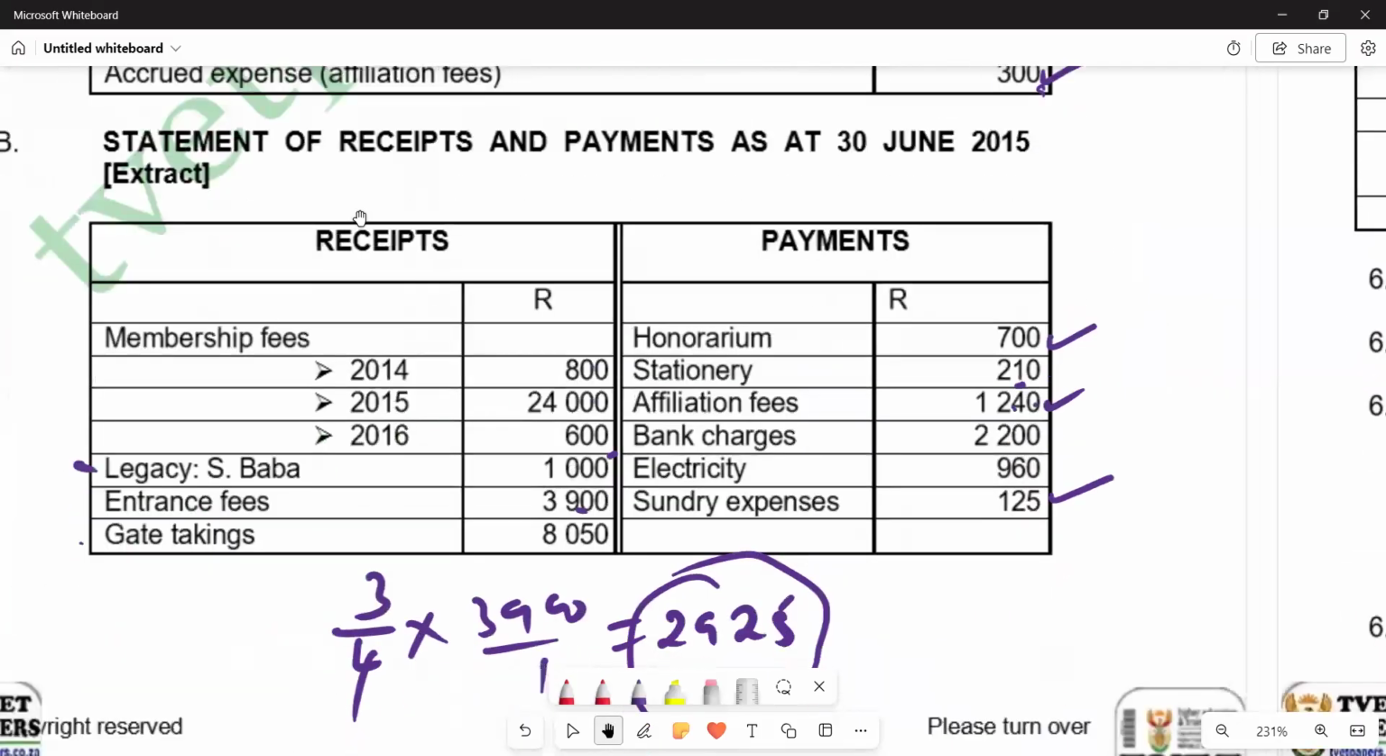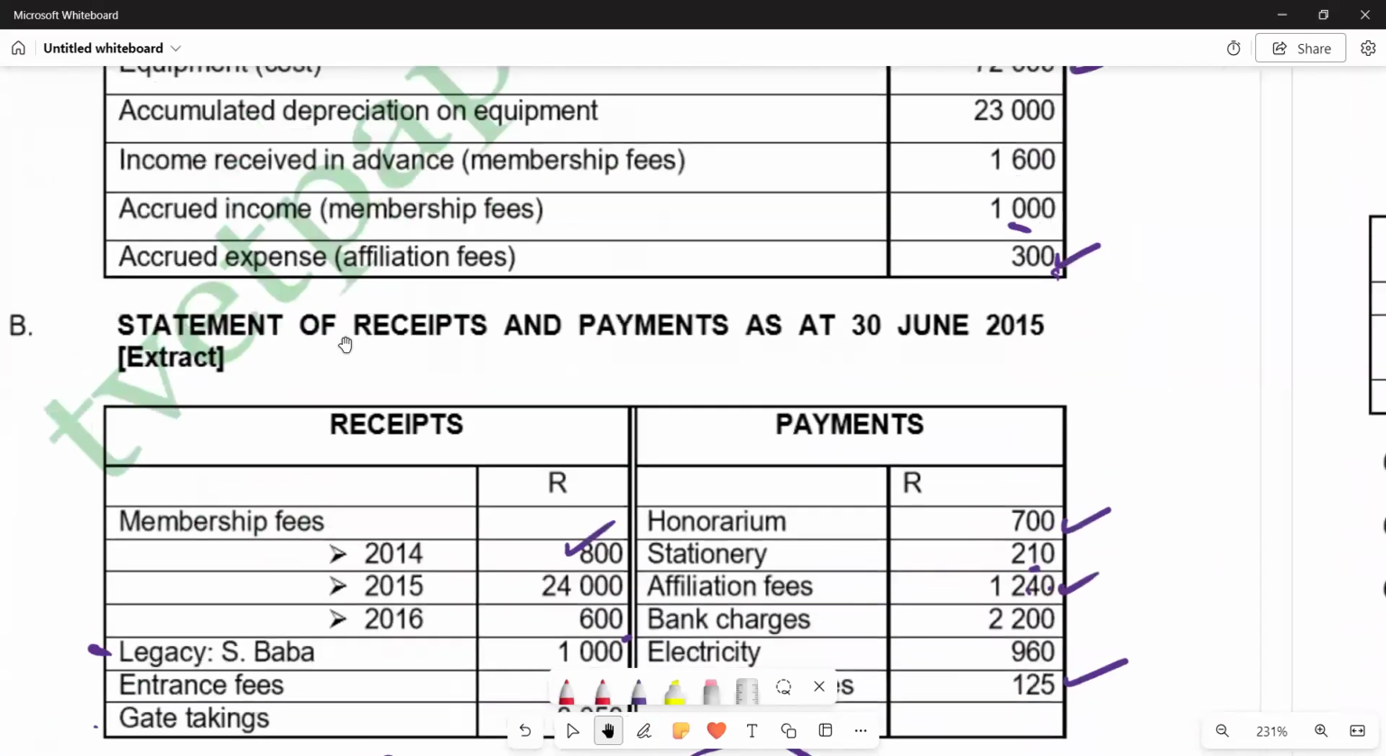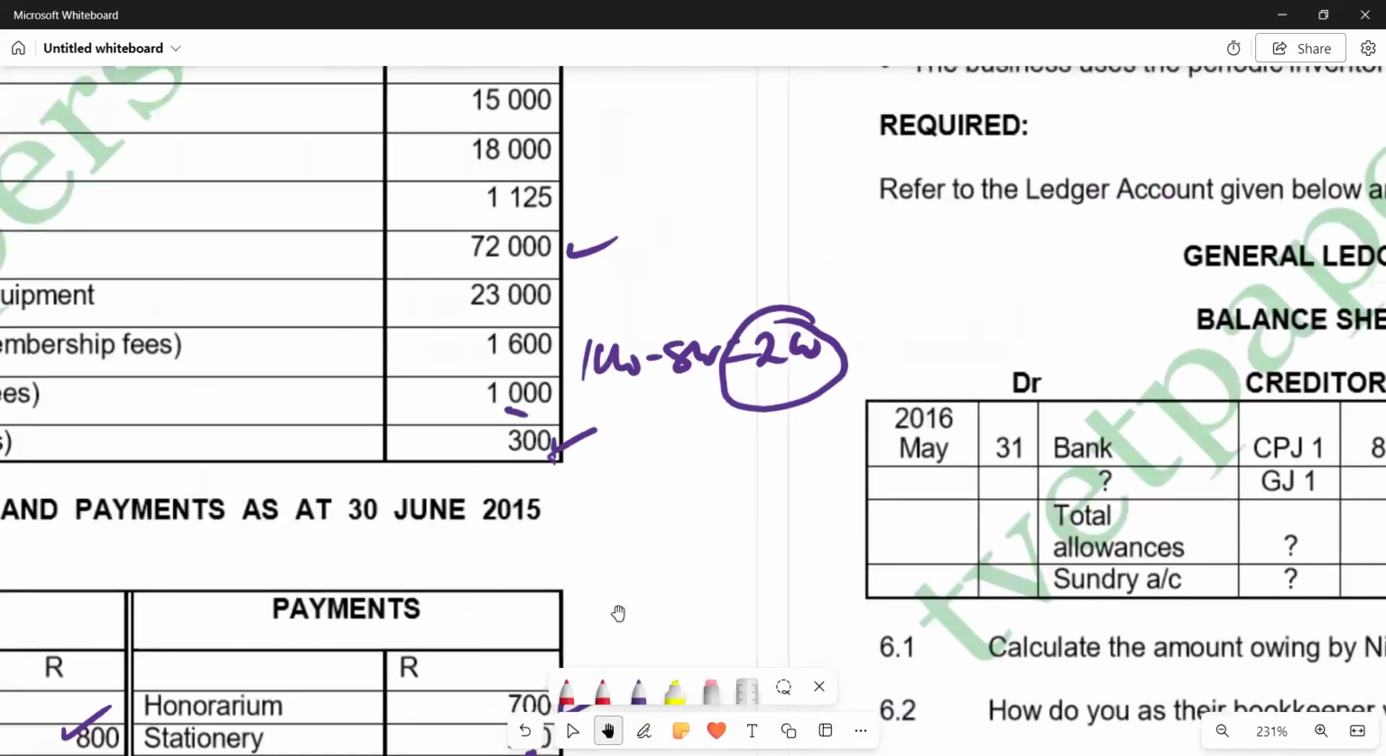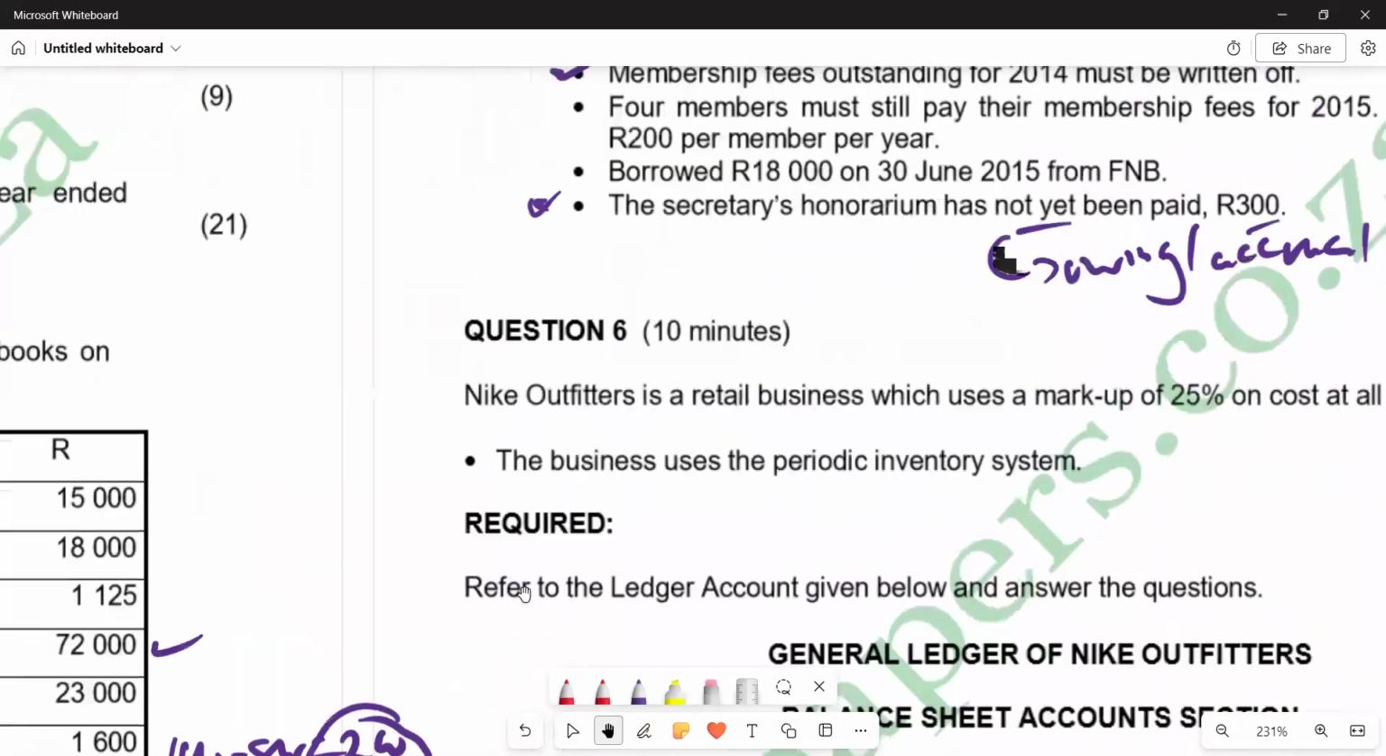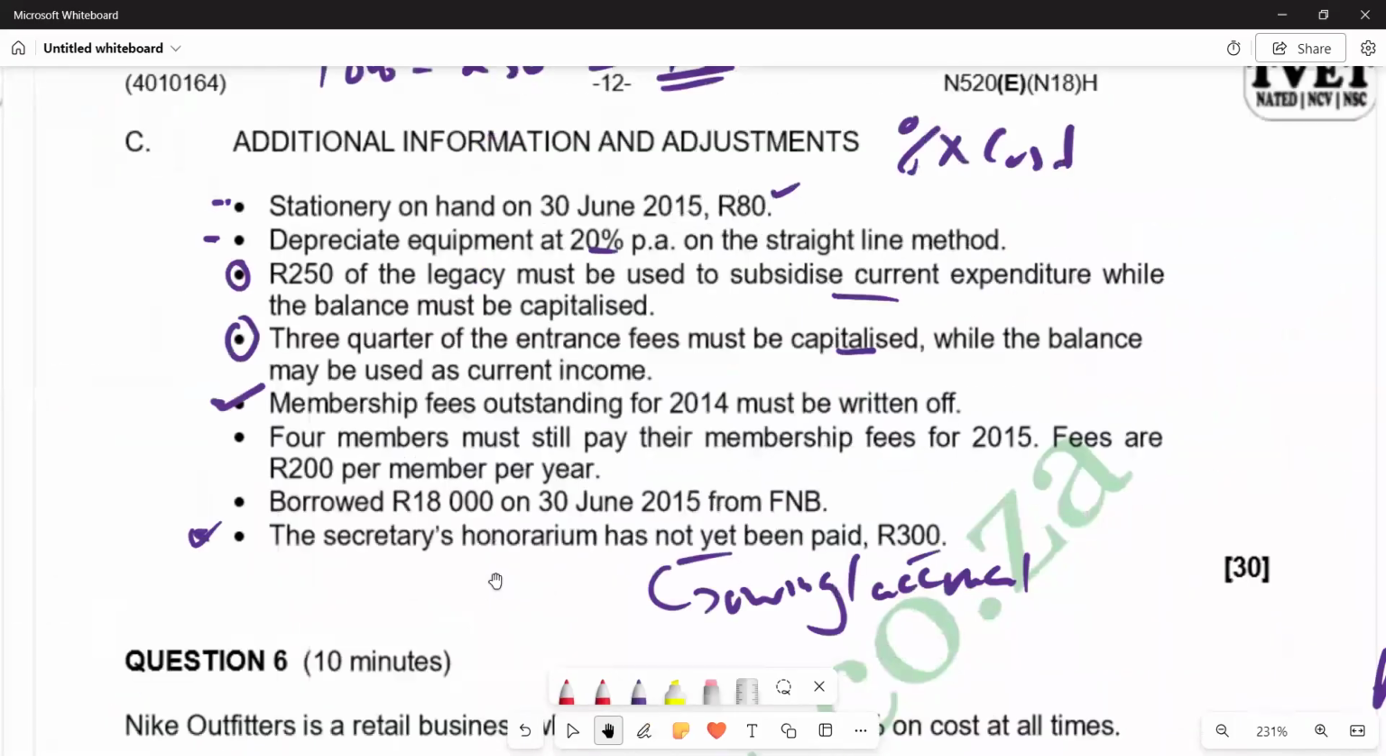Then out of that 1,000, we see what was paid, getting the payments. What we received now for 2014 is only 800, but what was accrued is 1,000. So it means we say 1,000 minus 800, we get 200. So it means 200 is yet to be received. So that's the one that is being said must be written off. So it becomes an expense when it is written off. So the 200, we get it as an expense.